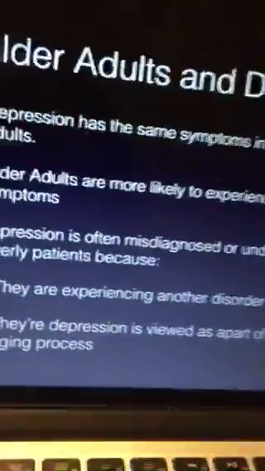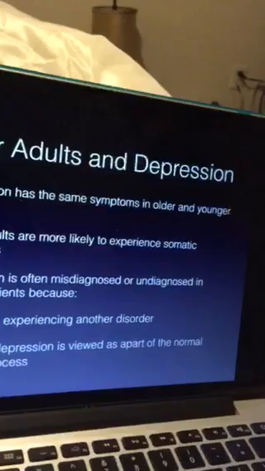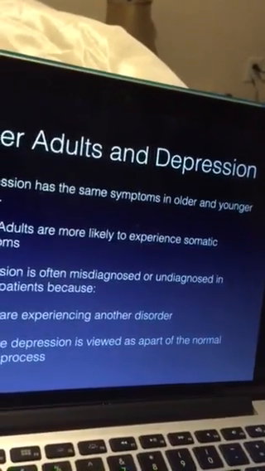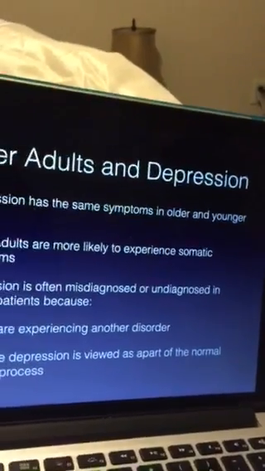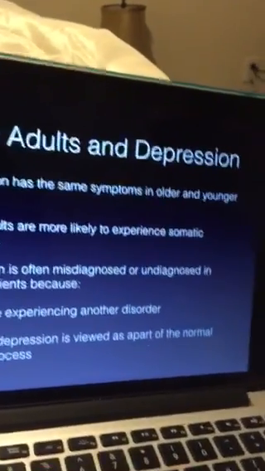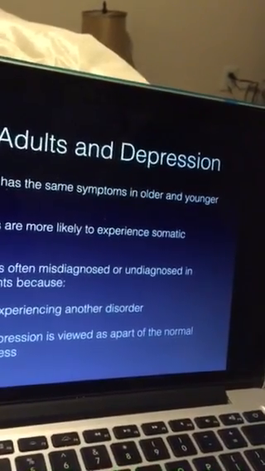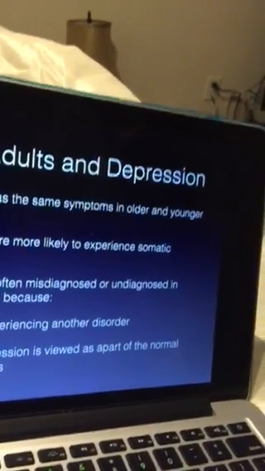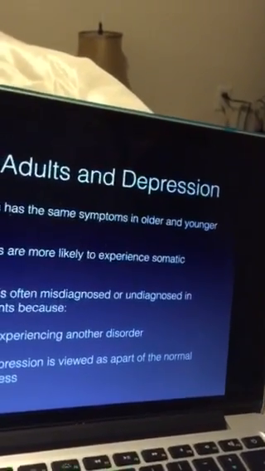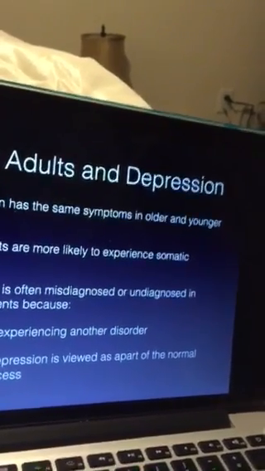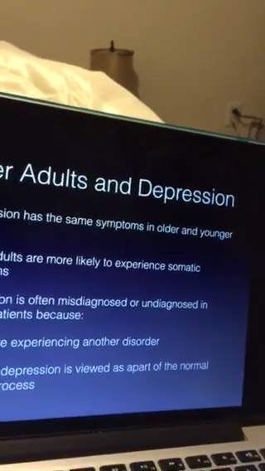Some of the unique things when you're talking about older adults and depression is that most of the symptoms that you would see in a younger adult with depression, you're going to see with older adults too. It's just that older adults are more likely to have somatic symptoms like nausea, pain in their stomach, feeling sick, or especially tiredness. You're more likely to see those somatic symptoms in older adults that are dealing with depression.